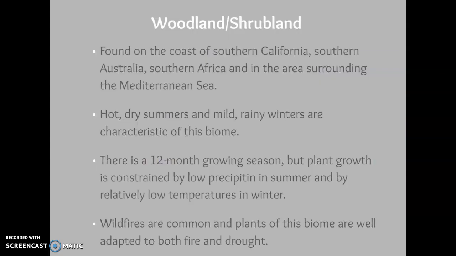Woodland shrubland. All right, so when you think of California wildfires, this is what I want you to think of. This is prevalent in parts of California, Australia, Africa, and the whole area around the Mediterranean. You get really hot, dry summers. The winters are really mild, sometimes more rainy than others, depending on where you are.